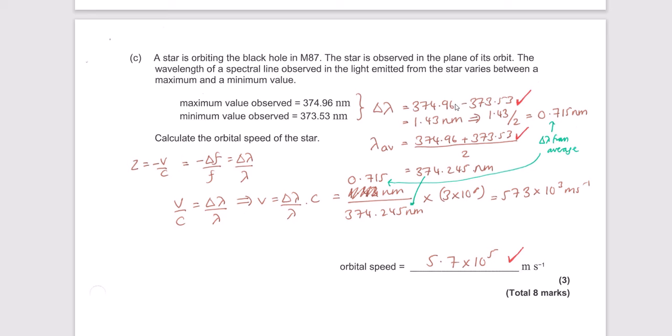So I can either, to work out the change in lambda, do the difference between the two divided by 2, or I could do this minus this, or this minus this, and work out the change, and it should be the same. What I should find is that delta lambda is 0.715 nanometers, and the average lambda is 374.245 nanometers, and I just put those into the equation. So the change in lambda divided by the average, times the speed of light, and you get 573 times 10 to the 3 meters per second, which is 5.7 times 10 to the 5 meters per second.